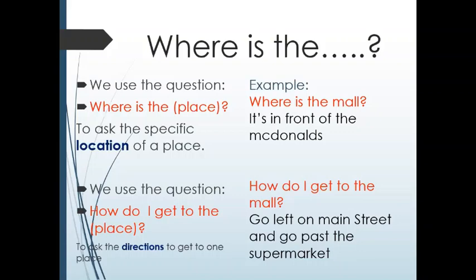We use the question, how do I get to, plus the place. For example, how do I get to school? How do I get to the movie theater? How do I get to museum? To ask the directions to get to one place. For example, how do I get to the mall? Go left on Main Street and go past the supermarket. So we're going to use where to know the specific location, and we are going to use how do I get to ask the directions, right?